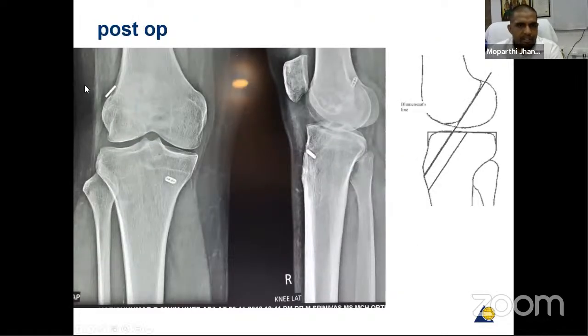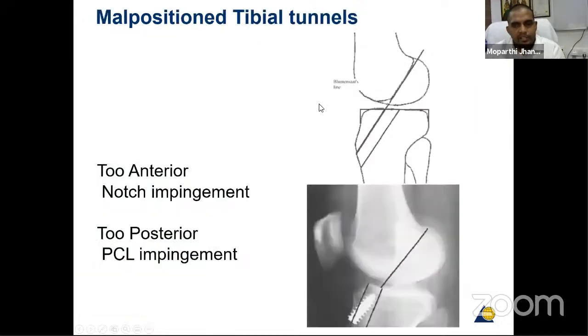Postoperatively, if you see this in the AP views and lateral views, the tunnel position should be seen. According to Howell, it should be in the correct footprint, and when you see it in the lateral view, it should be on Blumensaat's line. This is one of the insight techniques I kept for a better view and judgment for the participants. Malpositioned tibial tunnels: if too anterior, it leads to notch impingement; too posterior, it leads to PCL impingement.